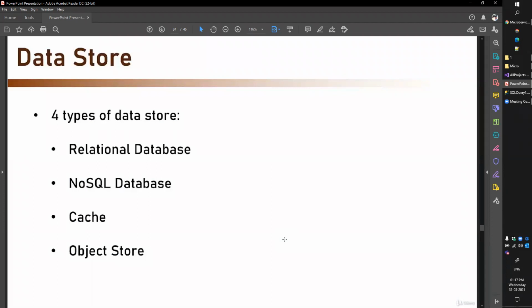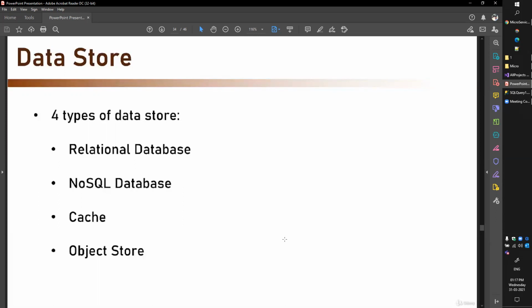Let's move to data store. In every software industry, we are using four types of data store: relational or SQL, NoSQL, cache, and so on. We will talk more about cache, but in the case of relational databases, we already use Oracle and SQL Server. We are familiar with relational databases, even MySQL or PostgreSQL. These two are relational databases, and there are many others as well.